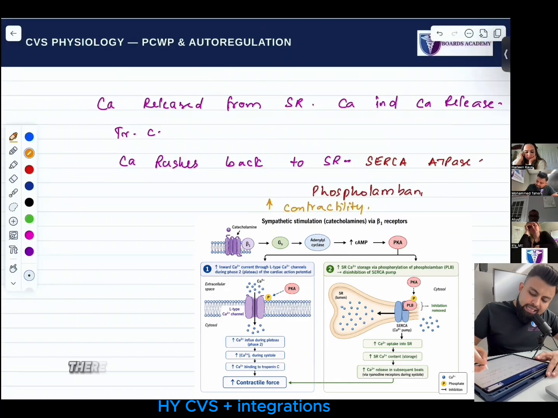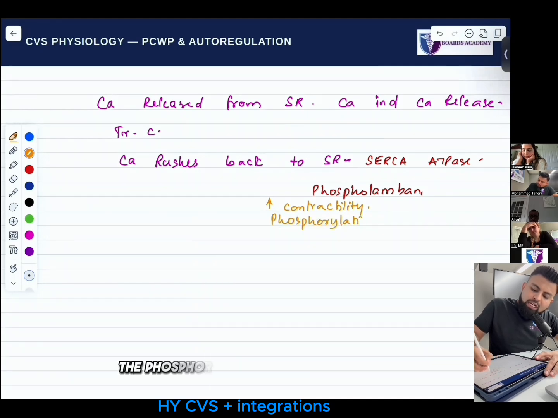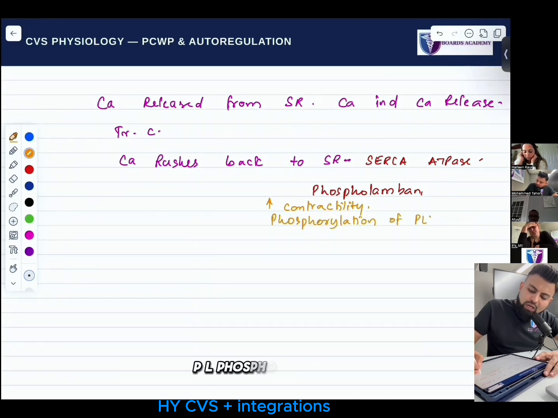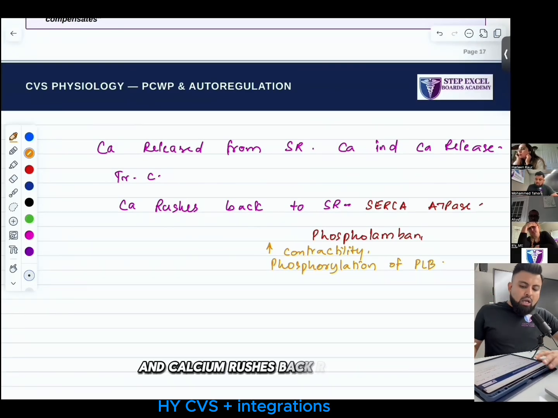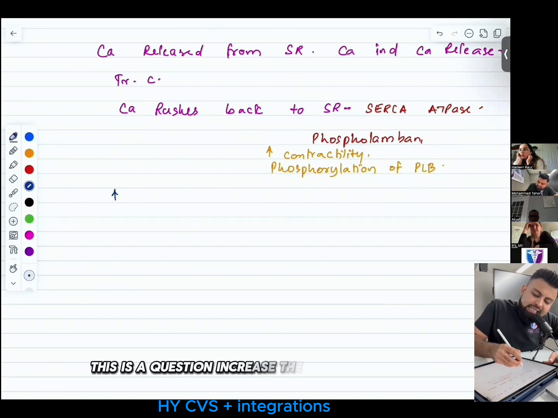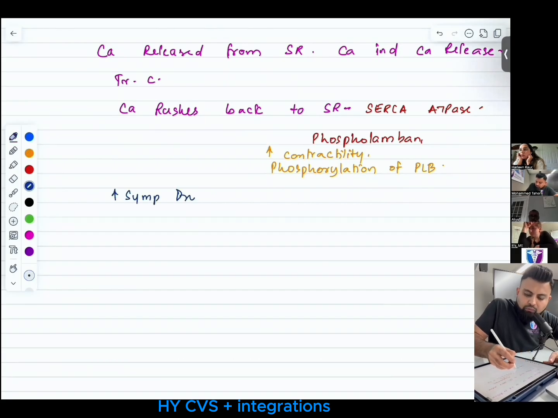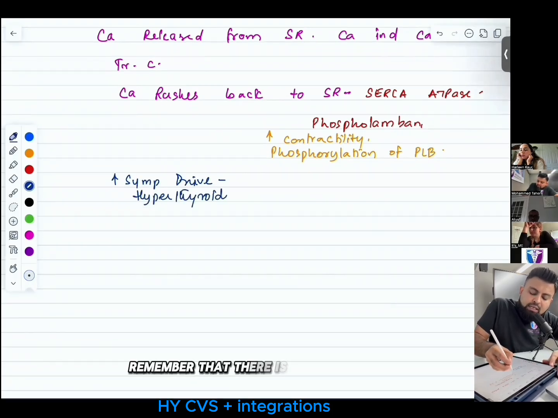It's important that as there is increased contractility, please remember there is constant phosphorylation of phospholamban. The phosphorylation of phospholamban is responsible for opening this door, and calcium rushes back. Remember, please pay attention to this point, this is a question: increased sympathetic drive, or patients with hyperthyroidism. Remember, there is a tachycardia.